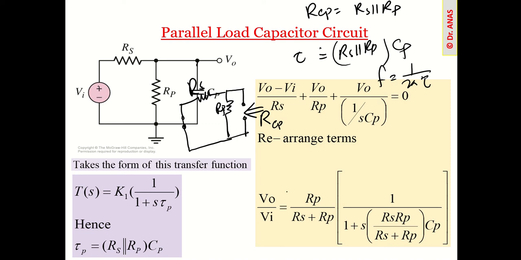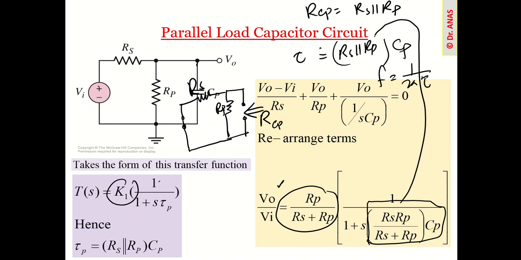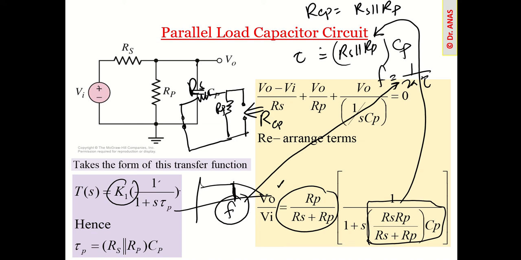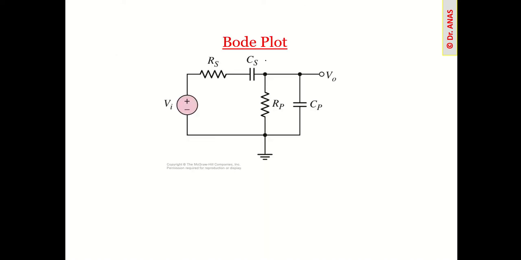Okay, so for example, if you calculate the gain, this looks like k times 1 over s times tau. So this is basically your s here, which is the same as we have calculated here, RS parallel with RP. And if you plot this, it will look like this one. This is basically the frequency which we can calculate using this formula, 1 over 2 pi tau. Low pass filter.